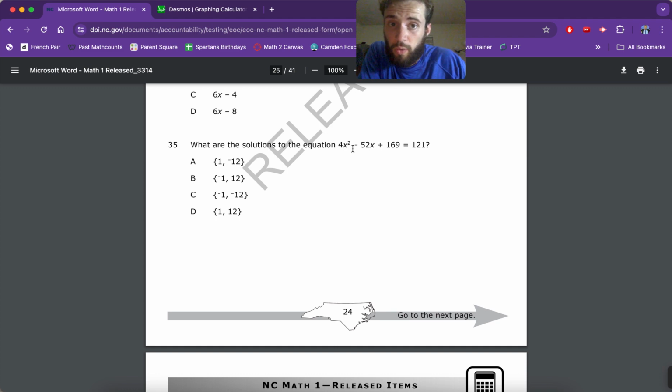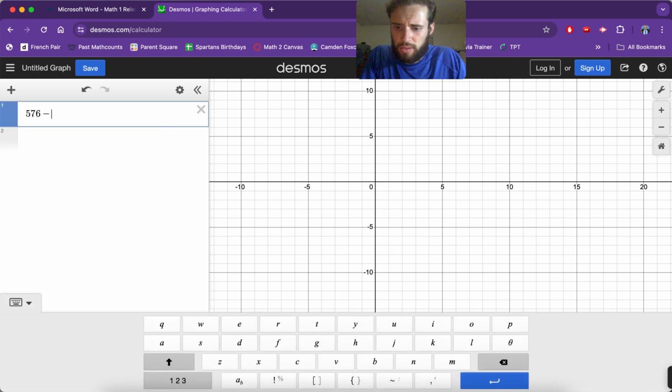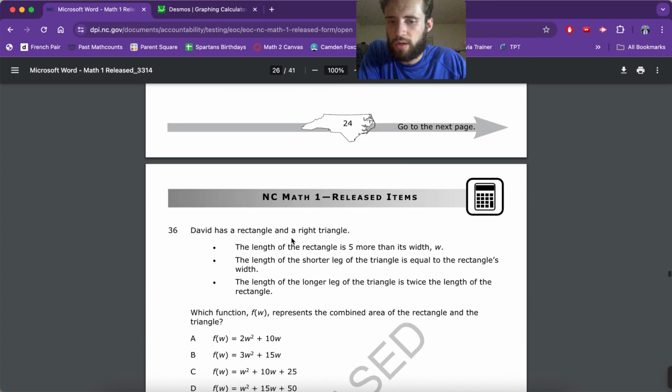12 squared is 144. So 4 times 144 would be, what is that? 576, I think. 576 minus 52 times 12. I don't know, let's just type that in. 576 minus 52 times 12 is negative 48, plus 169 makes 121 as well. All right, so 1 and 12 would work. If you plug in the other ones, they're not going to work. Okay, so D is your answer there.